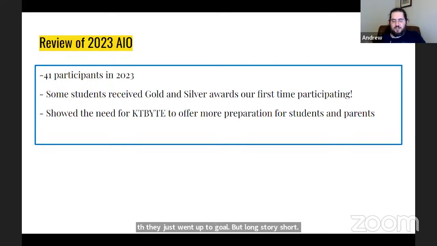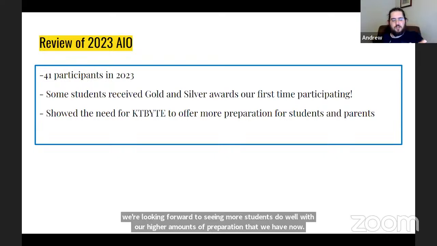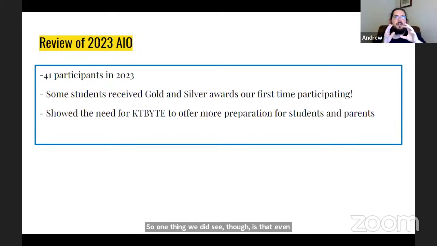And again, the more practice you do with USICO, the more you can really just expect to jump right into AIO and do pretty well with it. So we're looking forward to seeing more students do well with the higher amounts of preparation that we have now. One thing we did see, though, is that even though the competition is a lot easier in terms of the academic content and the complexity of the problems compared to something like the USA Computing Olympiad, we did encourage a lot of students who were a little bit younger to try it out.